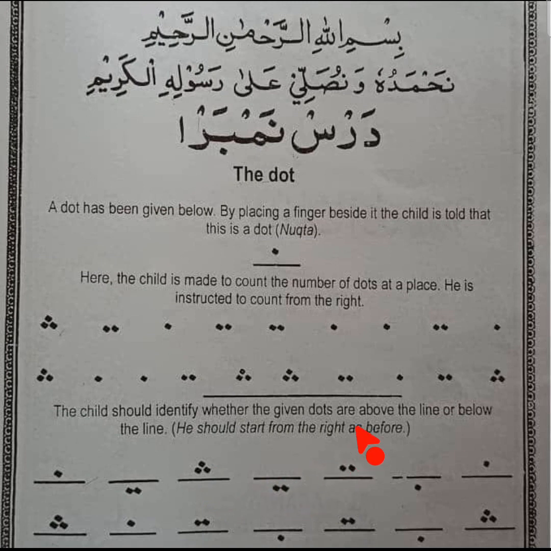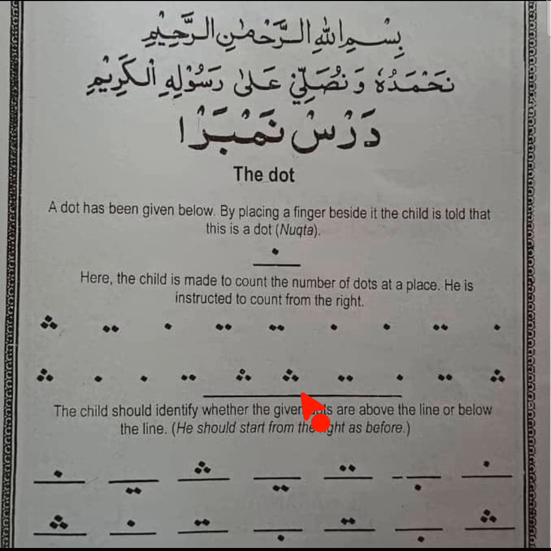What is the importance of these dots? Number 1, these dots help us to identify given letters with the same shapes. There are letters which look alike, and the only difference is the dots. For example, you have ba, tha, and ta. They have the same shape, but what differs them is the dot or the dots. So they do a great job of showing us that this letter is different from the other.